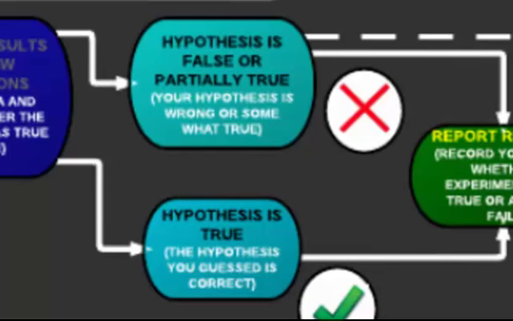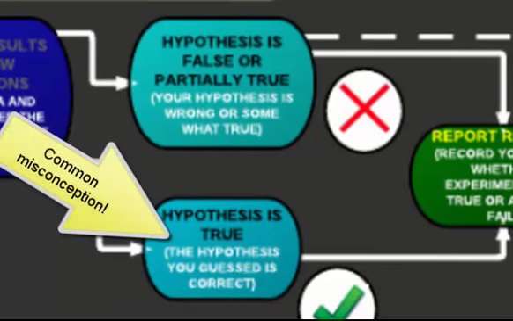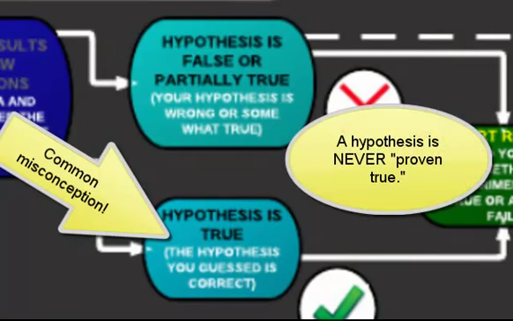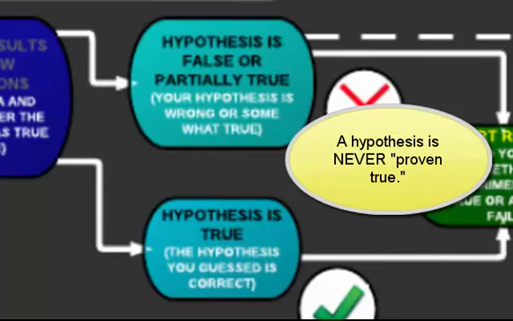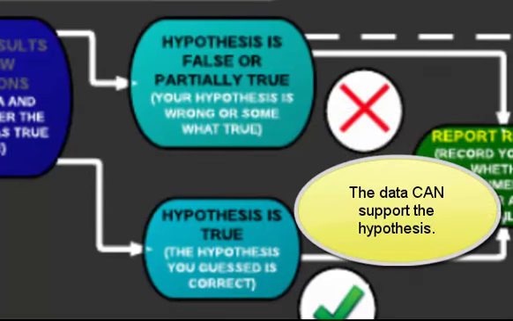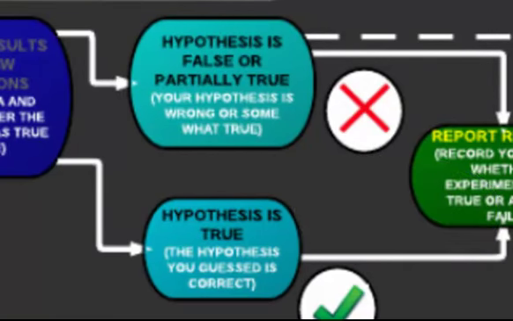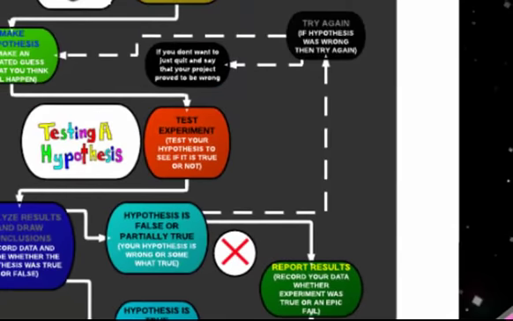The one thing I want to point out here is if it says hypothesis is true, I don't want you saying that in this class. You can say the data supports the hypothesis, but it hasn't been proven true. There's evidence to support it, but it hasn't been proven true. You can prove it false, but you can't prove it true. You can just support the hypothesis. You have to report your results, and these dotted lines here are different contingencies where you might have to go back and do something over again.